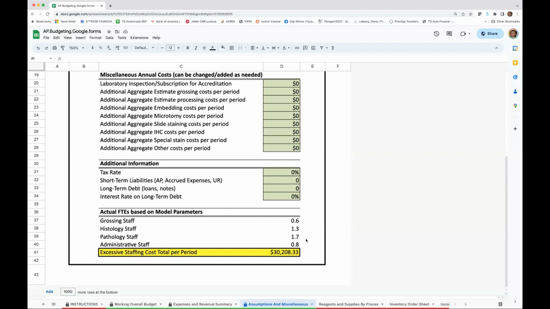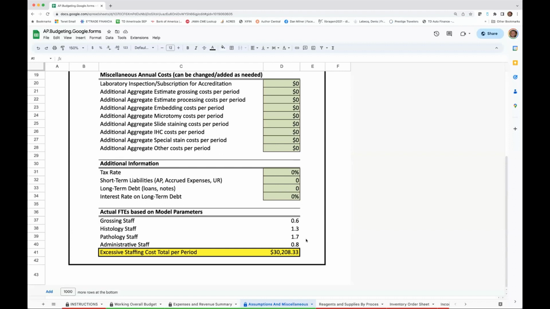Look at the histology staff. We only need 1.3 FTEs to cover the volume based on our assumptions. So we're spending another 0.7 to have that extra person that's costing us out of pocket. Same for pathology, same for admin. So this laboratory currently has excessive staffing costs of about $30,000 that they're paying for, but they're not getting any additional work out of them.